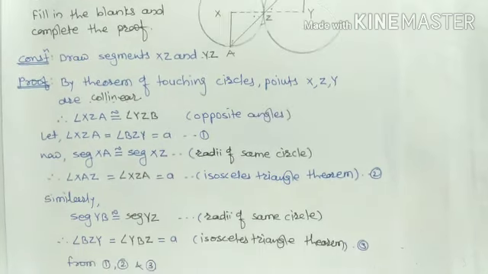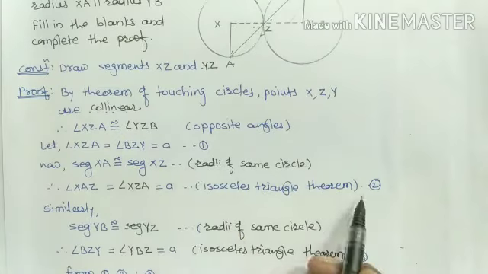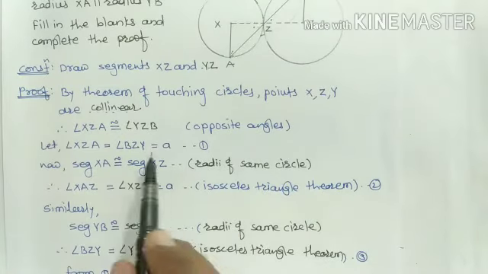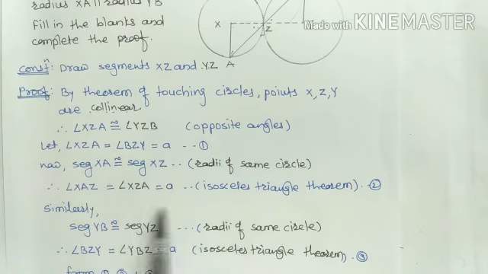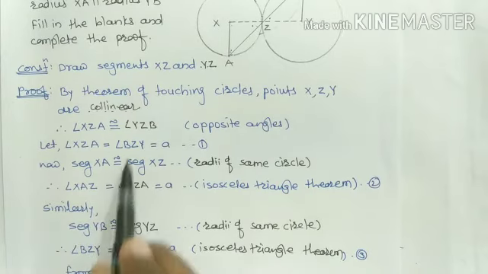Then from first, second and third: in first, we let XZA equal BZY equal a. In second, we proved XZA equals XAZ. Then in third, we proved this BZY equals angle YBZ.